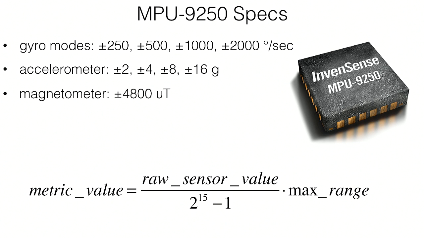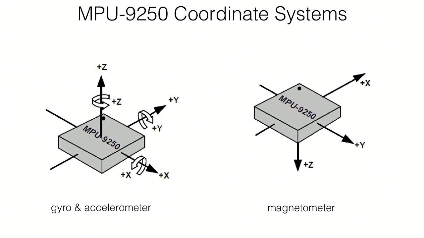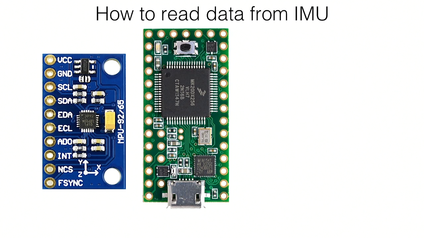All right, so the raw sensor value is just divided by 2 to the 15 minus 1, multiplied by the max range, and that gives you a metric value of degrees per second or radians per second for the gyro, or G, or meters per square second for the accelerometer, and that's pretty much it. The coordinate systems for the gyro accelerometer and for the magnetometer are slightly different. Gyro accelerometer uses a right-handed coordinate system similar to OpenGL, so it's perfectly compatible. The magnetometer uses a left-handed coordinate system, so you need to convert these values first.